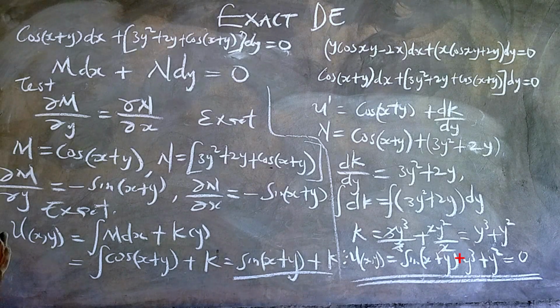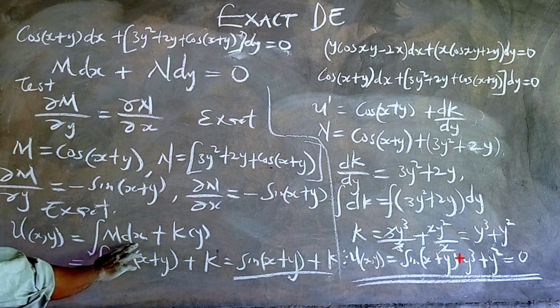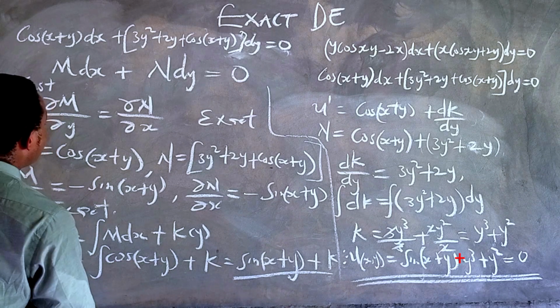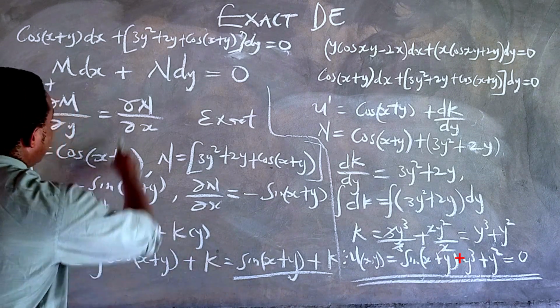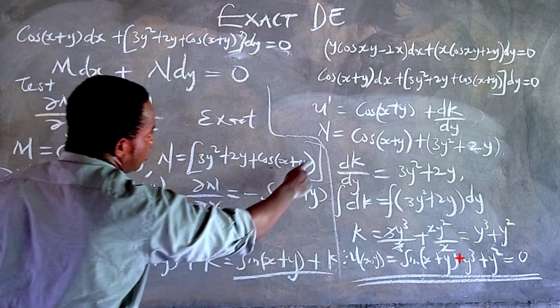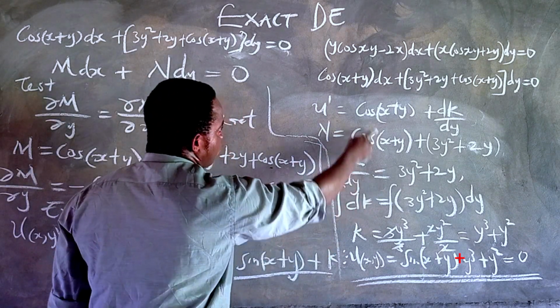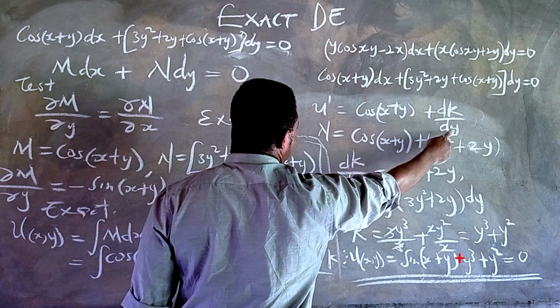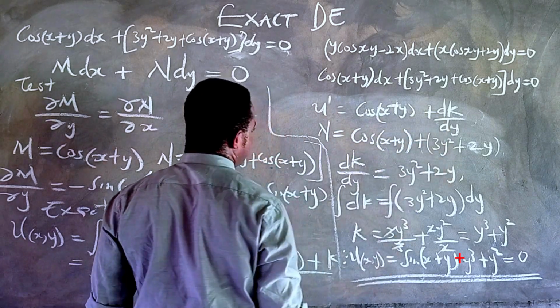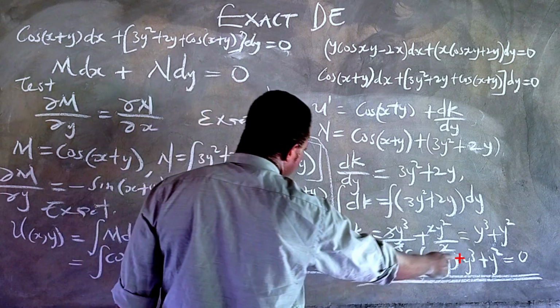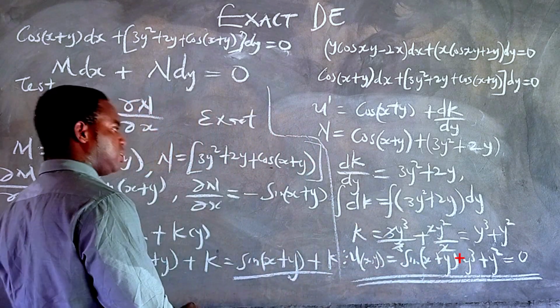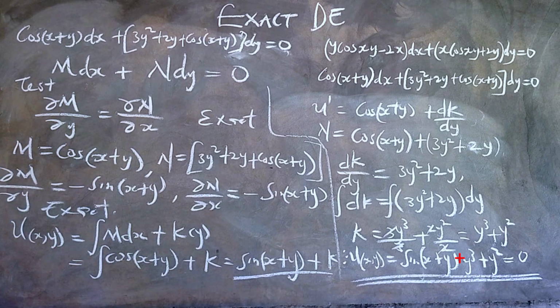So we set the function u equal to the integral of M dx plus k. We find that, and it gives us sin(x+y) plus k. Now to find k, we simply find the derivative of u with respect to y. We obtain that and compare it to N. We found that dk/dy is equal to 3y squared plus 2y. We evaluate that and obtain k. Then we put it back in u, and that's it.